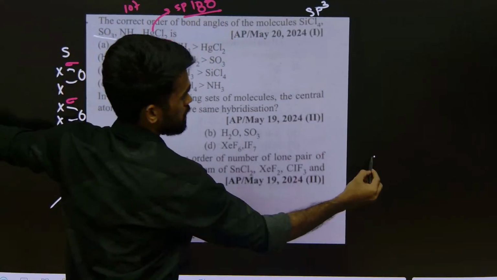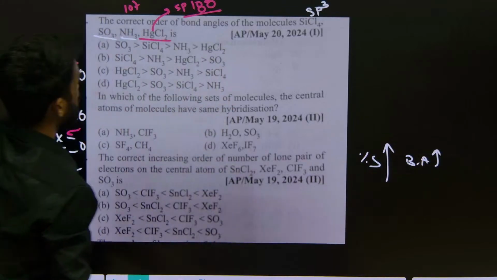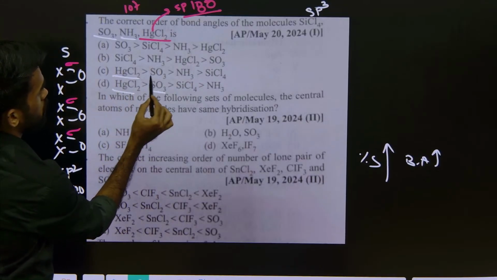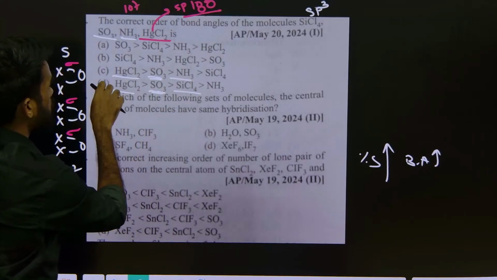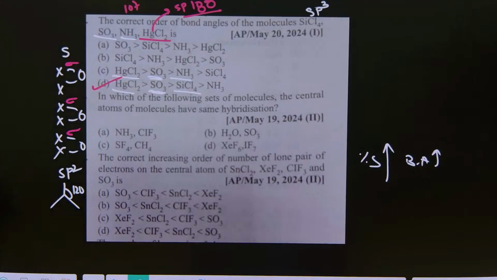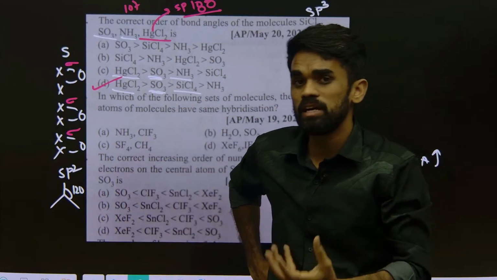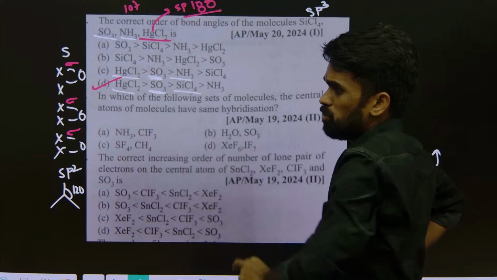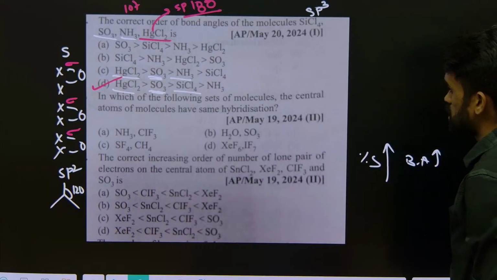See, more is the percentage of s character, more is the bond angle. You can remember this. So based on this, you can say HgCl2 first, then next SO3. After that, ammonia 107, SiCl4 109. So option D will be your answer for the question. And the remaining questions, finding hybridization, finding number of lone pair and bond pair electrons in a given structure, and finding its structure, are already discussed. You just try this. If you are unable to answer, just watch the videos on chemical bonding from my side in this same channel.